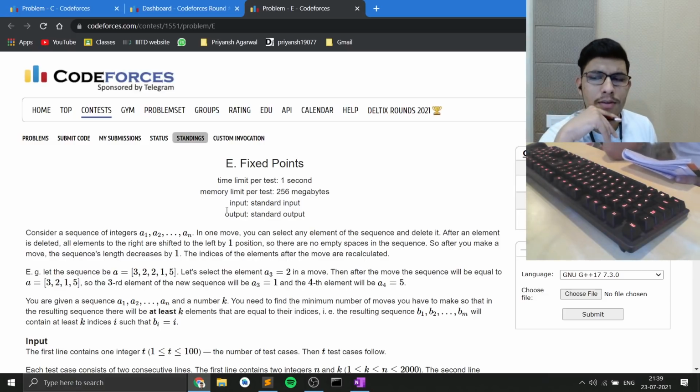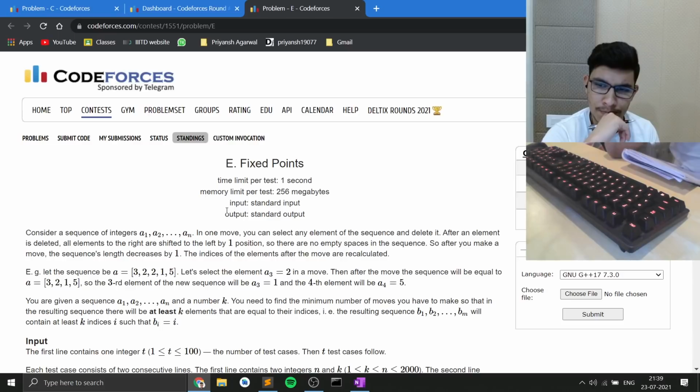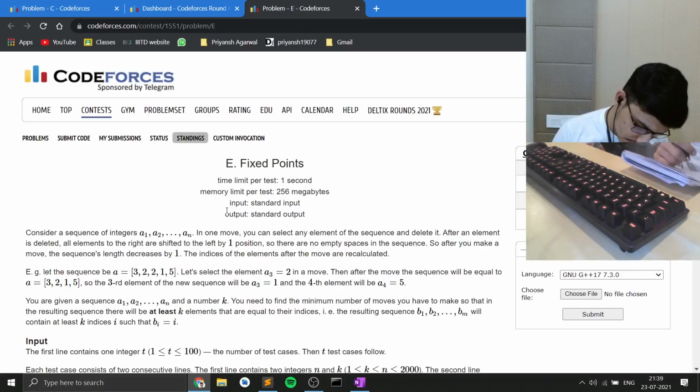Okay, if I can define my DP in a different way: if I'm on index i and I have removed j characters, then how many elements are on the right positions now? If that can be my DP. Yeah, so how do I transition in that DP? I am standing on index i and I have removed j characters, then how many of them are on the right positions?